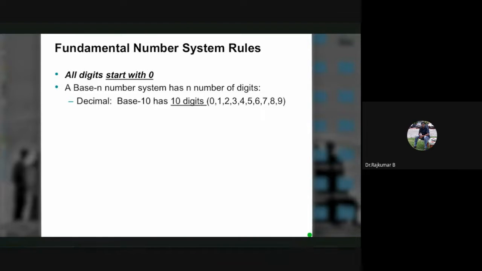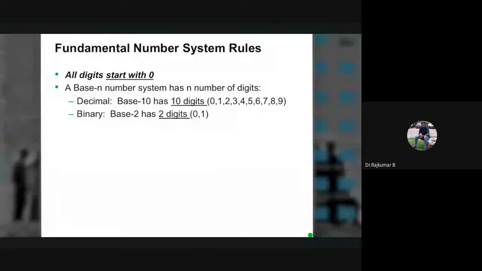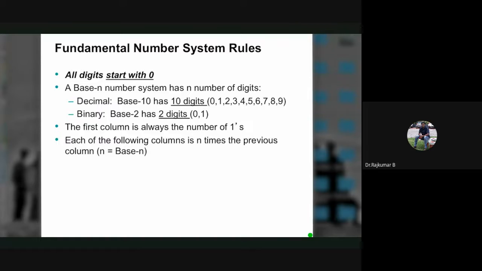That's 10 digits. Binary is base 2. Base 2 has 2 digits, starting at 0: 0 and 1 are our 2 digits. So the first column in our number system is always the column of ones. Whatever base we're working in, the next column is that base times the previous column.